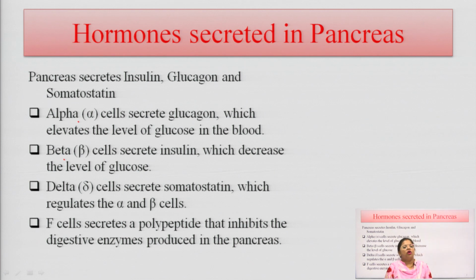So, delta cells or somatostatin is helpful in regulating the secretion of insulin and glucagon from the pancreatic cells. F cells also secrete pancreatic polypeptide that inhibits the digestive enzymes which are produced by the pancreas. So, basically in regulation of blood glucose level, we just remember alpha and beta cells, because one cell secretes glucagon and the other cell secretes insulin. Both have the most important role in controlling blood glucose level.